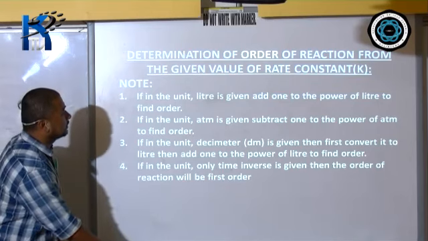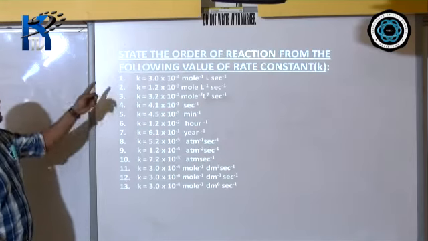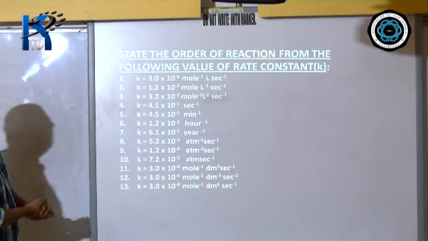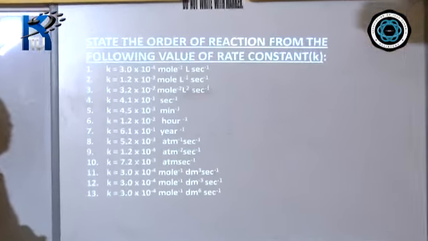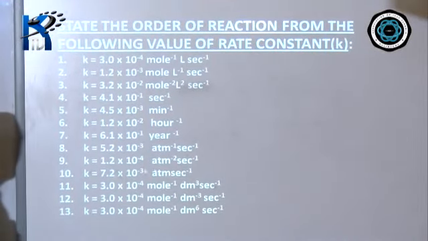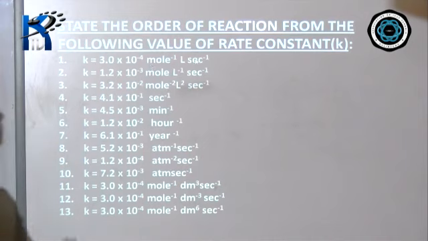Let us see some examples of it now. You can see, state the order of reaction from the following values of rate constant, and these are the options for you. Now see the first one, rate constant is given 3.0 into 10 to the power minus 4. I repeat again, we have nothing to do with this value, students. You just have to focus on the unit. Many of them derive the unit, then give the answer, but this is the shortcut way to remember. So in the unit, do you see atmosphere, decimeter cube or liter?